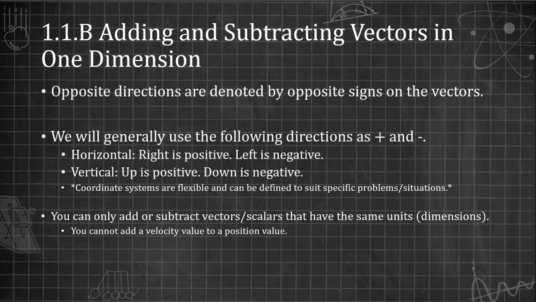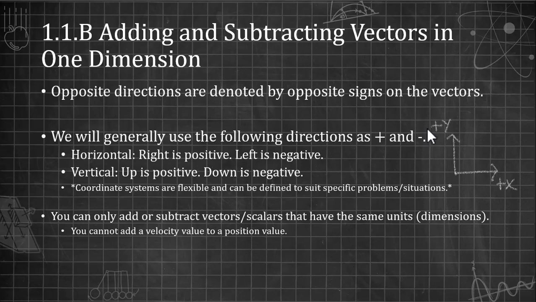So when we're adding and subtracting vectors in one dimension, we're going to show that vectors that have different signs are going to be showing different directions. We'll generally use the following notation so that horizontal rightward will be the positive direction, whereas for vertical, upwards will be the positive direction. And a lot of times the way that you see this is that there will be a plus y on a coordinate system and then a plus x on the coordinate system, showing that right is positive and up is positive.